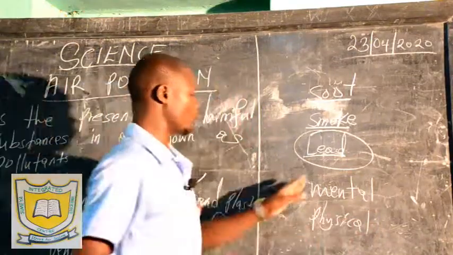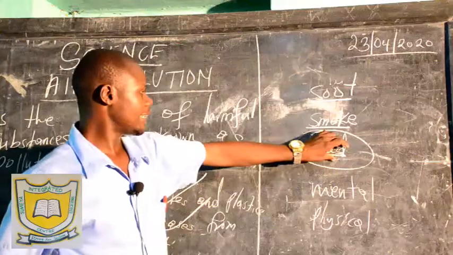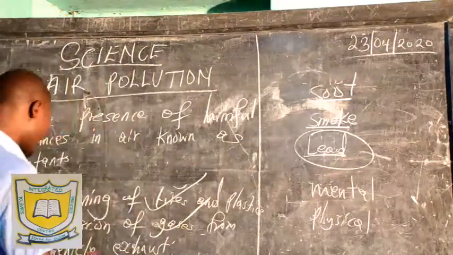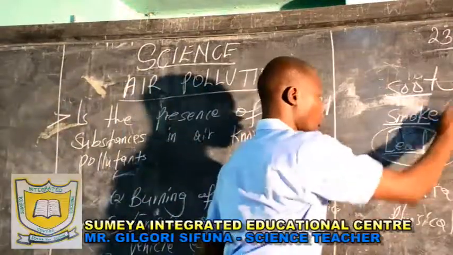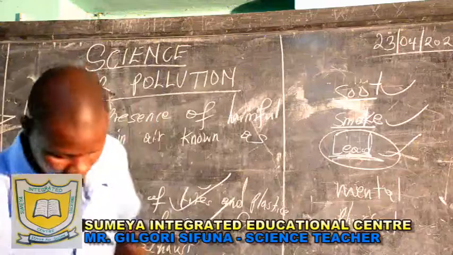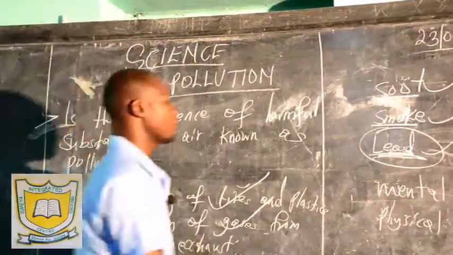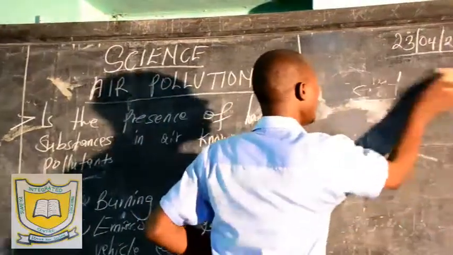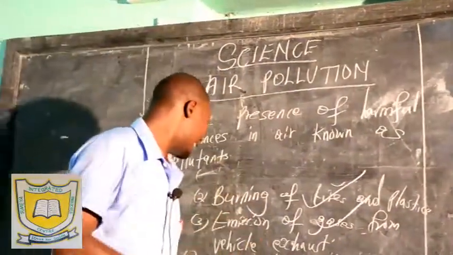It can cause mental problems and physical growth problems, mostly in children. That is lead. So emission of gases from vehicle exhaust having soot, smoke and metal known as lead is dangerous to human health. Then next we come to farm chemicals. How can farm chemicals pollute the air, and what do they contain?